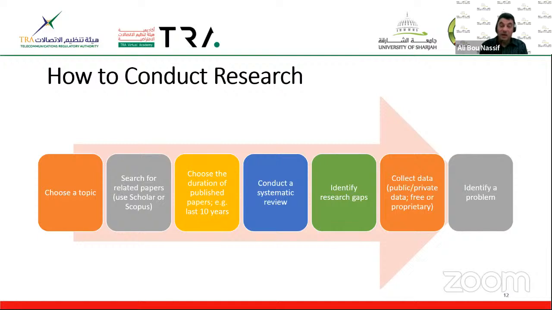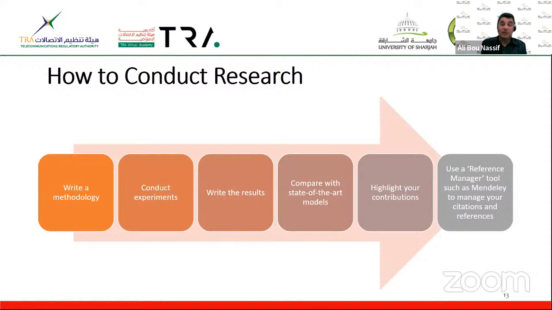Now, again, after that, identify a problem. So you have research gaps, you have problems, but in the process, after you go through the different stages, the problem is refined. You might change the problem a little bit. Then after the problem is clear, you have to write a methodology plan. How are you going to solve the problem?